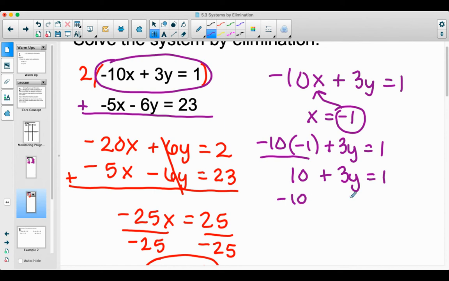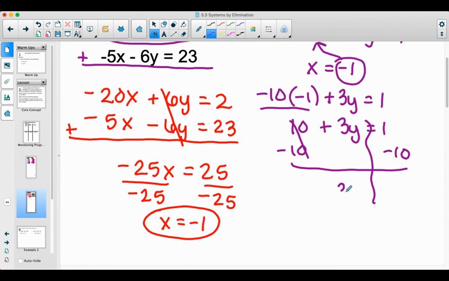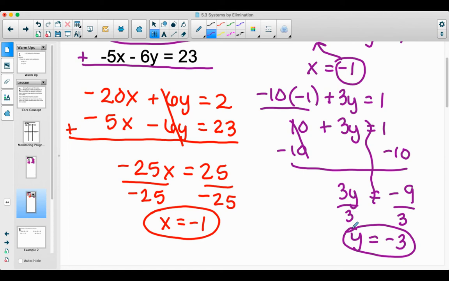I need to subtract 10 on both sides. So I get 3y equals negative 9. And then I need to divide both sides by 3, and I get y equals negative 3. So there's our other answer.